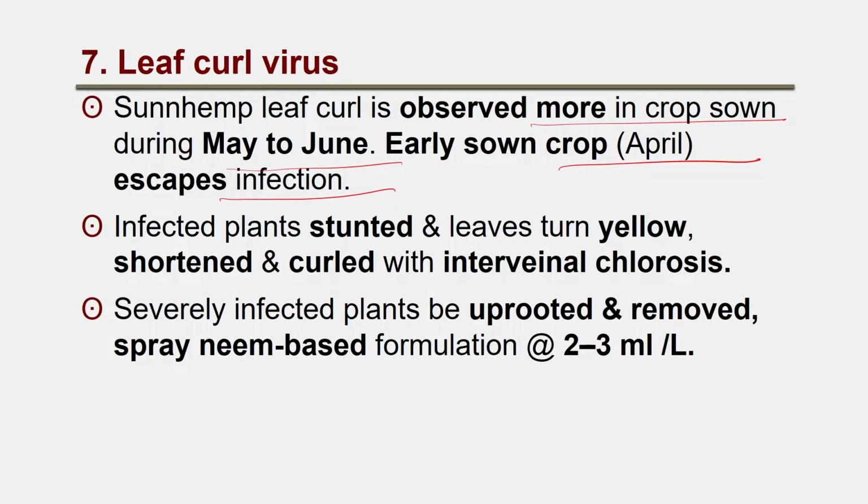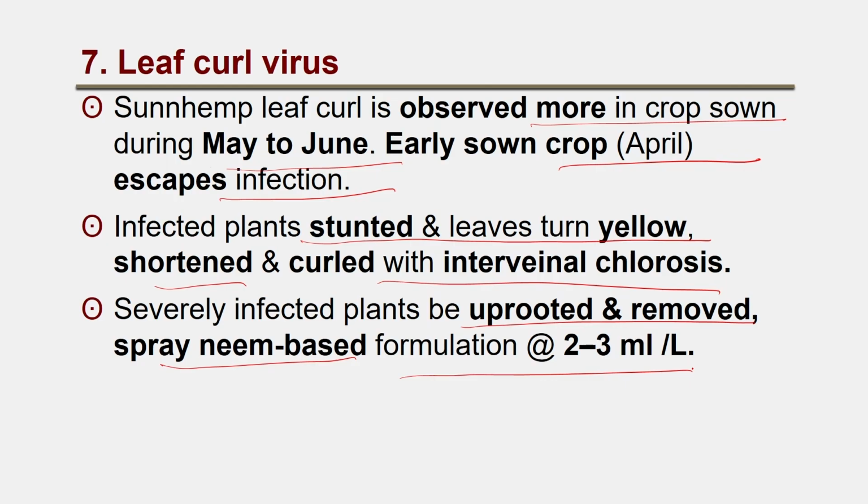So, infected plants of leaf curl virus are stunted and leaves turn yellow, shortened and curled with interveinal chlorosis. Severely infected plants should be uprooted and removed. Spray neem seed, neem based formulation 2 to 3 ml per liter. It is necessary to remove the infected plants because they can produce disease in other plants. So carefully, infected plants should be removed and they should be taken away from the field.